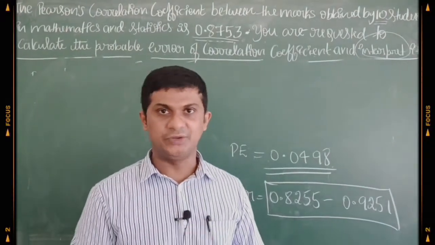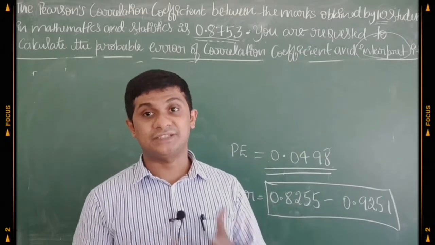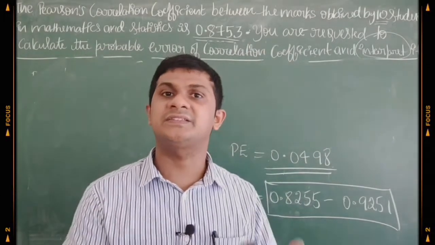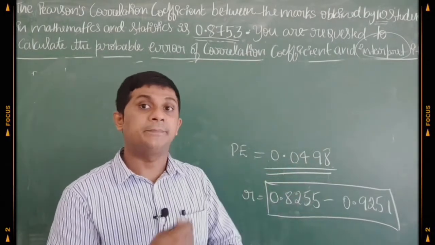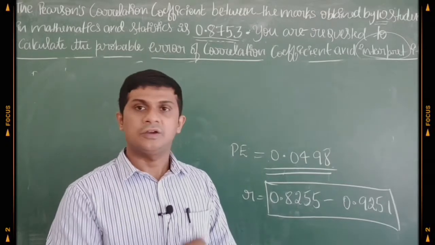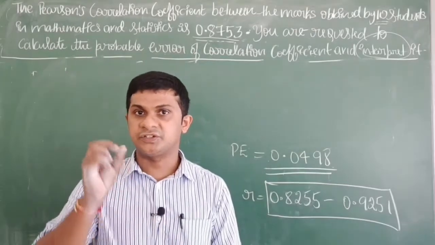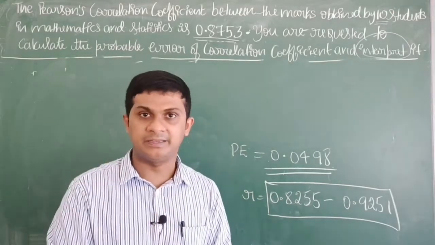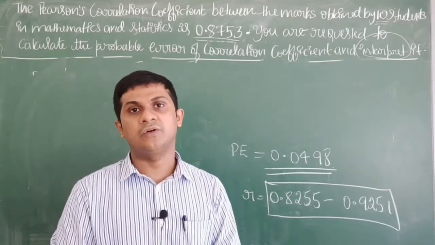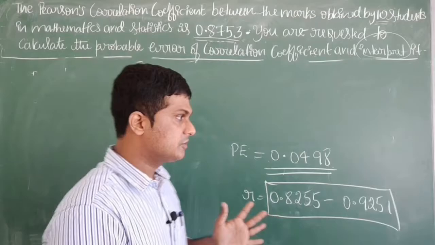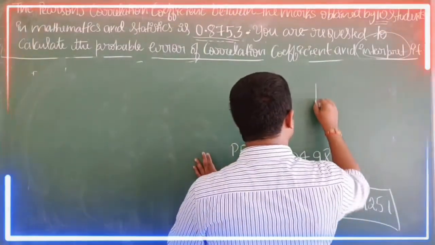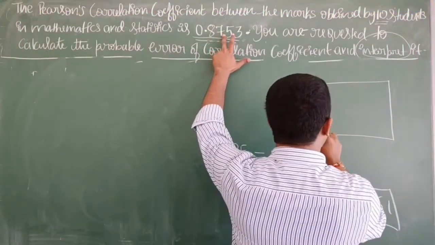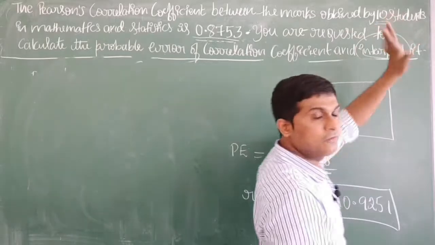Before interpreting these two values, let me tell you why I first calculated these two values. Yes, it was asked in the question, but in practical sense, what is its relevance? Let me explain. Here we have calculated the correlation coefficient value for 10 students using their marks in statistics and mathematics, and we got a correlation value of 0.8753.